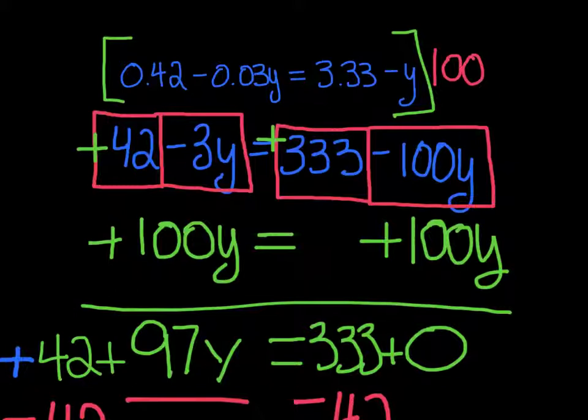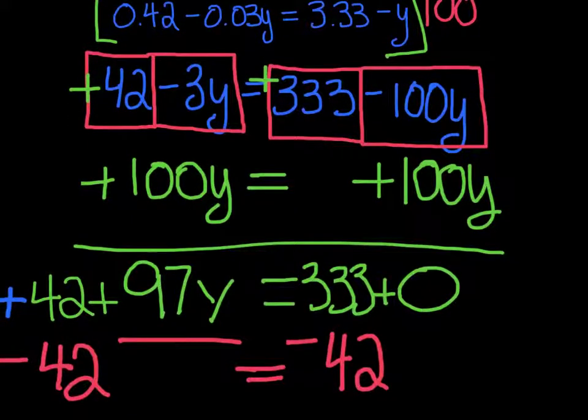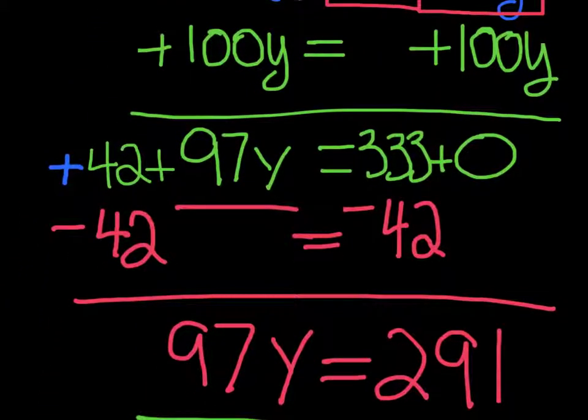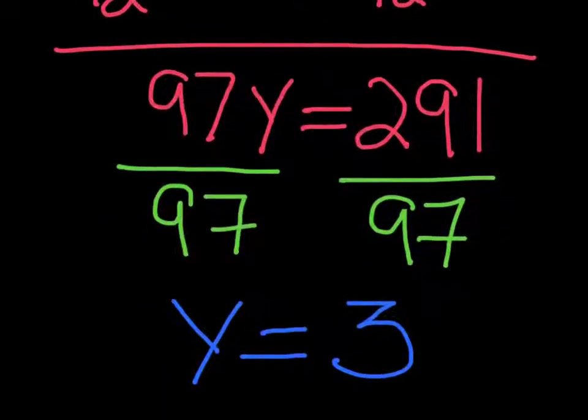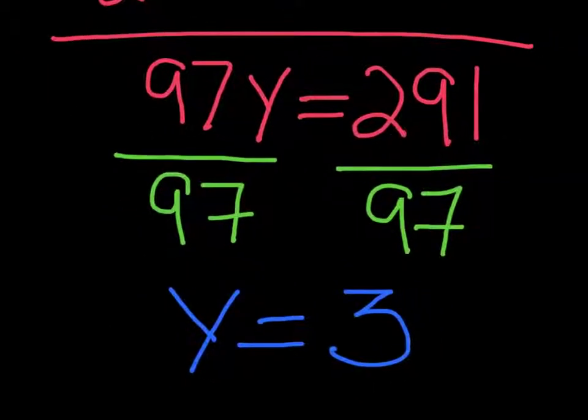At this point, I decided to add 100y to both sides of the equation so that I would be able to collect my variable terms on the left. My new equation read 42 plus 97y equals 333. I then decided to subtract 42 from both sides to again work towards my goal of isolating my variable. At this point, I had my equation simplified down to 97y equals 291.